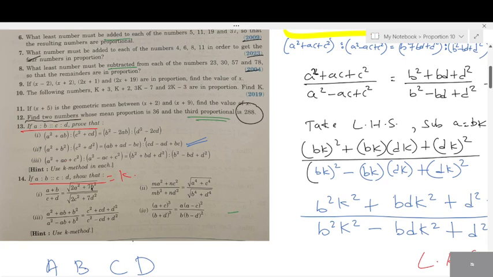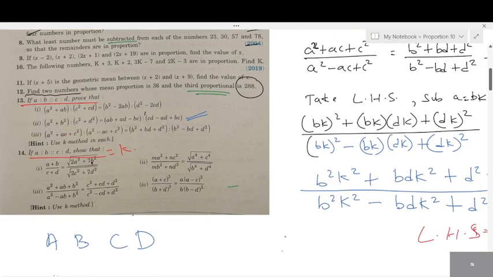Hey, Adya, what did you ask? 13th main, second question. First and third we did. I don't know whether I've made a note or what. 13th main, second one for homework.